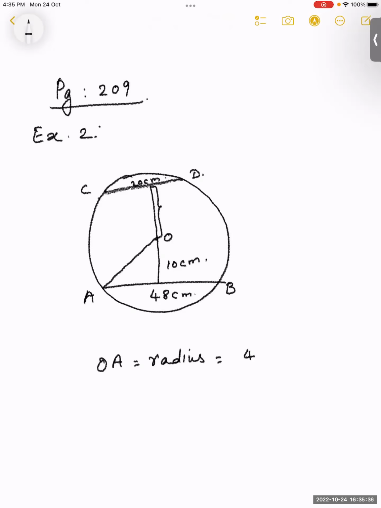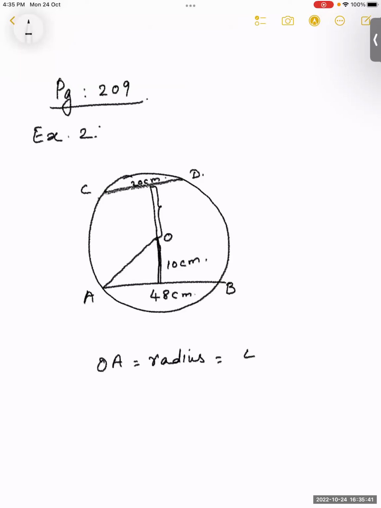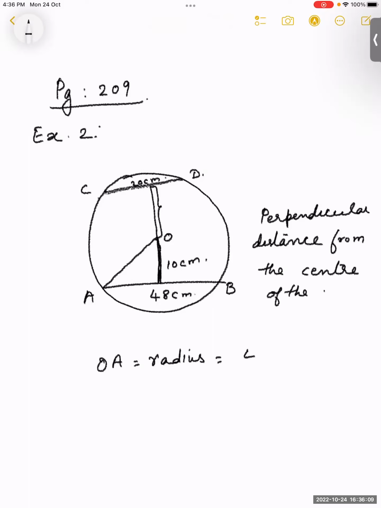By the way, this is a perpendicular from the center of the circle to a chord. We are drawing a perpendicular from the center, because the distance always means the perpendicular distance from the center of the circle to the chord. This is what is meant by distance.